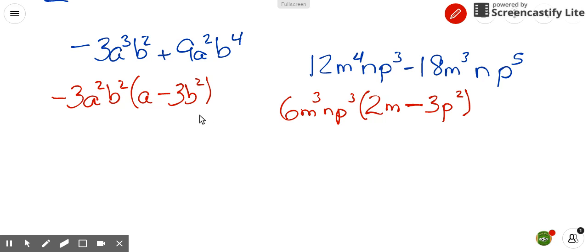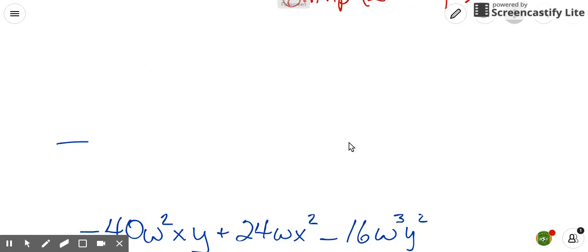And one thing worth mentioning here is notice, in the end, I should have nothing in common between all the terms that are left inside. Nothing in common. One more example.